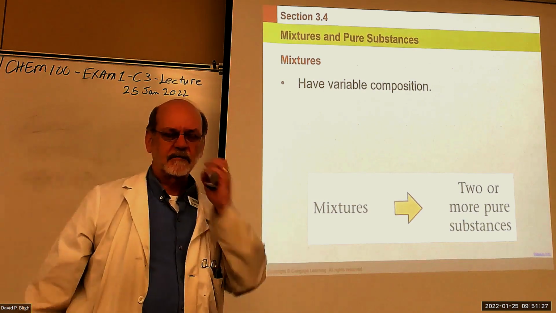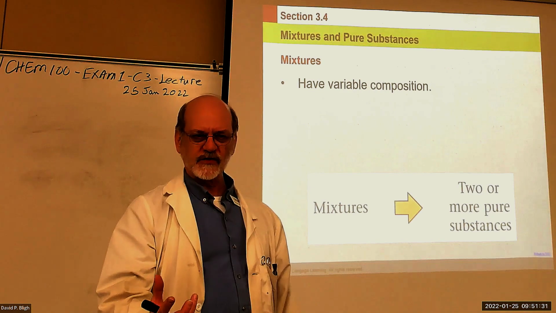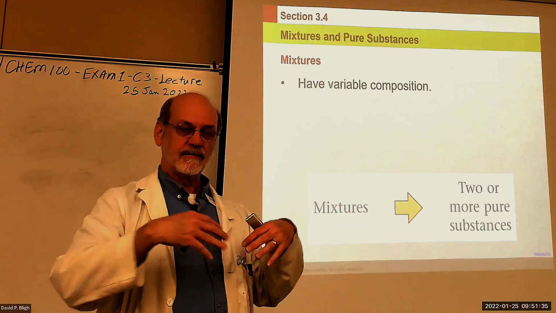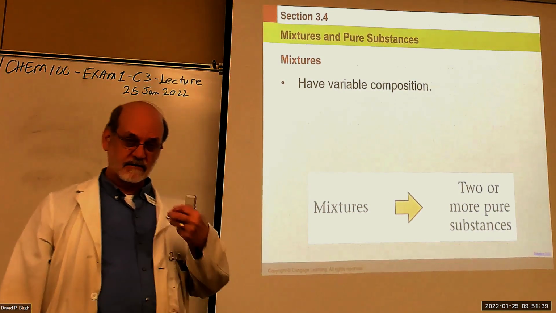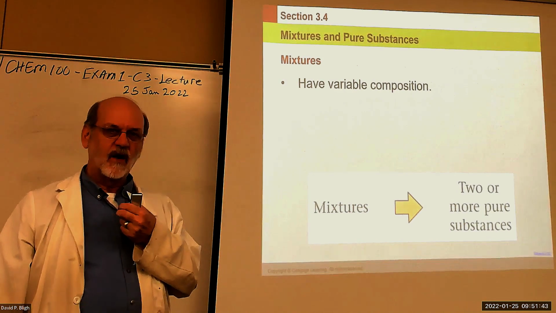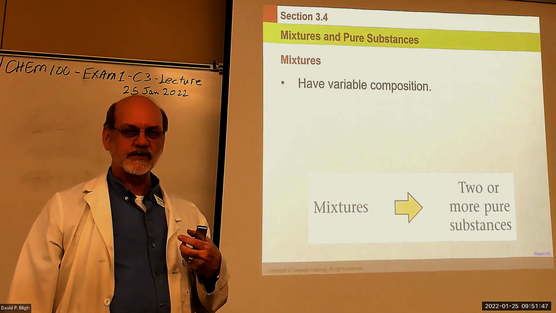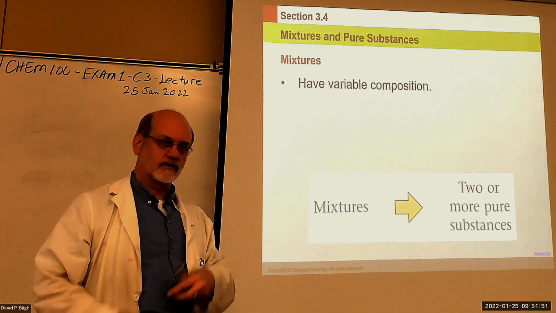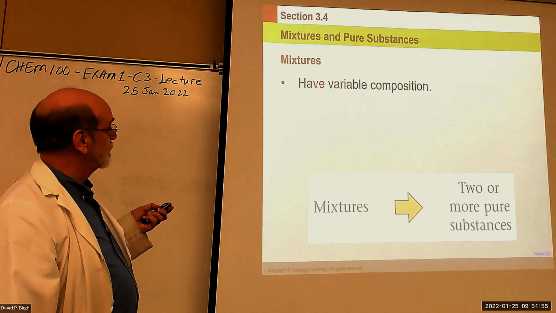perfect example. If we have pure water and pure salt, table salt, sodium chloride, and combine them, we can make either a very dilute solution with just a little bit of salt in there, or we can make a brine where it's almost saturated with salt. Variable composition. You can have lots of salt or a little bit of salt in that solution. That is a mixture.